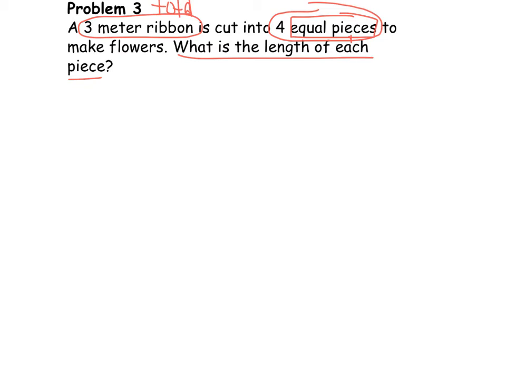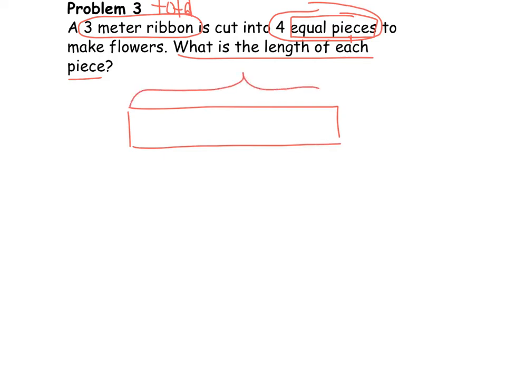So let's make our tape diagram. So I know my total. I know the length of my original piece of ribbon was 3 meters. And I'm cutting it into equal pieces, 4 equal pieces. So my fractional parts should be about the same size. And I need to figure out what is the length of one piece. So I know my equation is going to be 3 divided by 4.